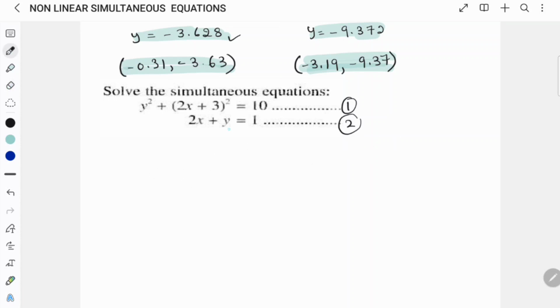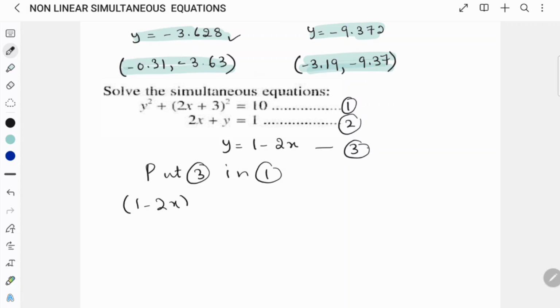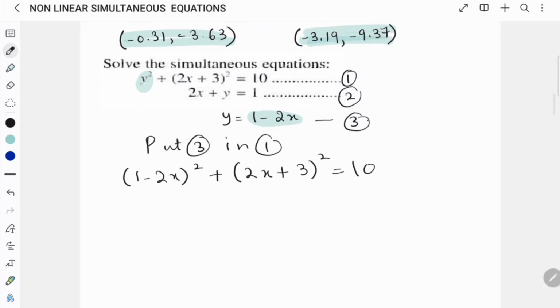Alright, so what do? Just y is equals to 1 minus 2x. That is your third equation. Put 3 in the quadratic equation like you do always. Y square, 1 minus 2x whole square plus 2x plus 3 whole square equals to 10. Just I put in place of y, I'm substituting 1 minus 2x. Alright, and nothing different. Now what do we do whenever we expand 1 minus 2x whole square or 2x plus 3 whole square? We'll have to use identity.